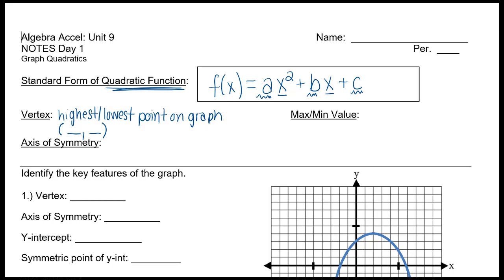And within that vertex, we can pull out some key info from that. Our min-max value, that's just the y-coordinate of the vertex, and we just write this as a number. So when it says the minimum or maximum value, you'll identify if it's min or max, and then you'll say what that number is, what that y value is. Your axis of symmetry is actually going to be a vertical line, and it's through the vertex.